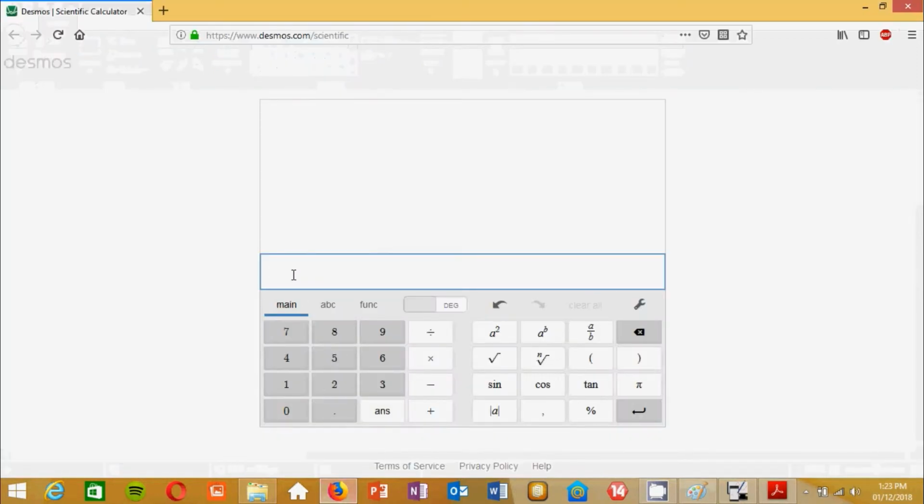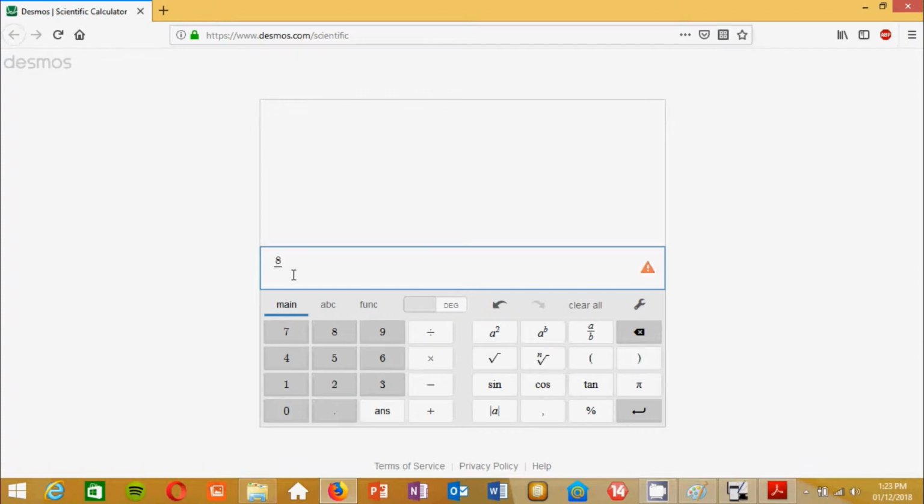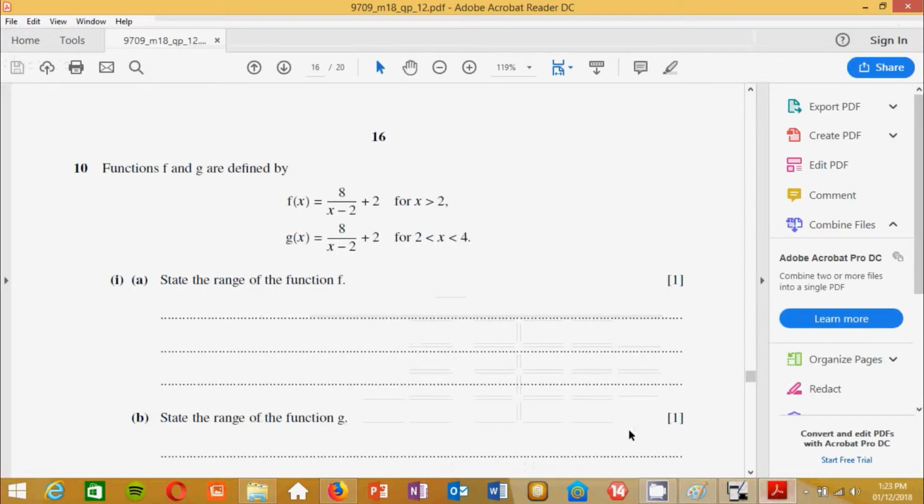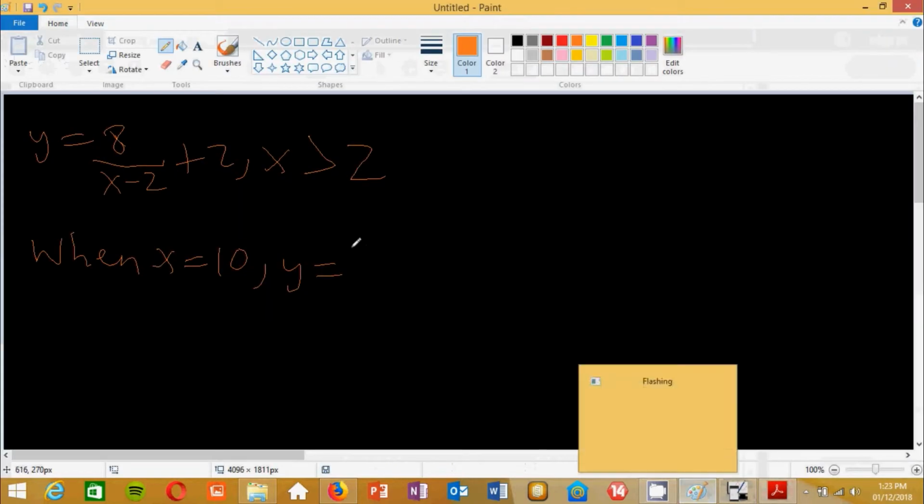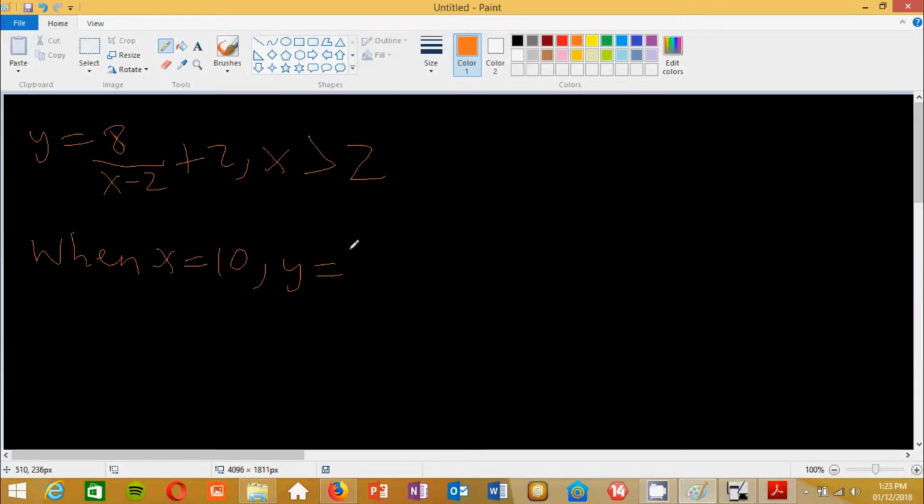I'm going to use Desmos.com here. It's a calculator website, and as you noticed from my previous videos, it's also a graphing website. So 8 divided by, our x in this case is 10, minus 2 and plus 2. Our y is 3. So when x is equal to 10, y is equal to 3.